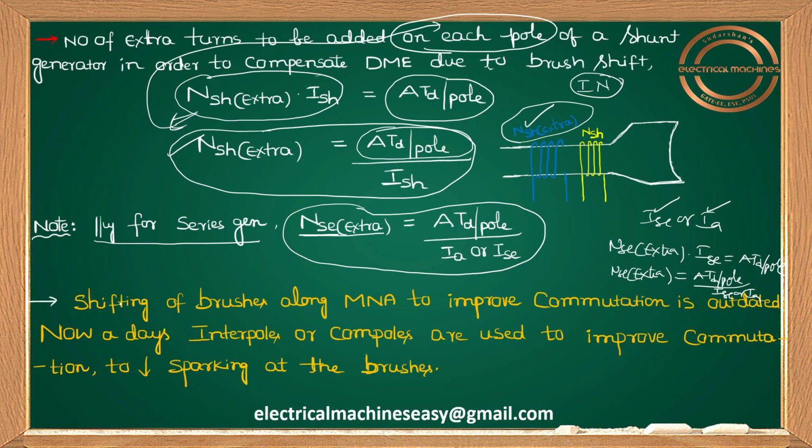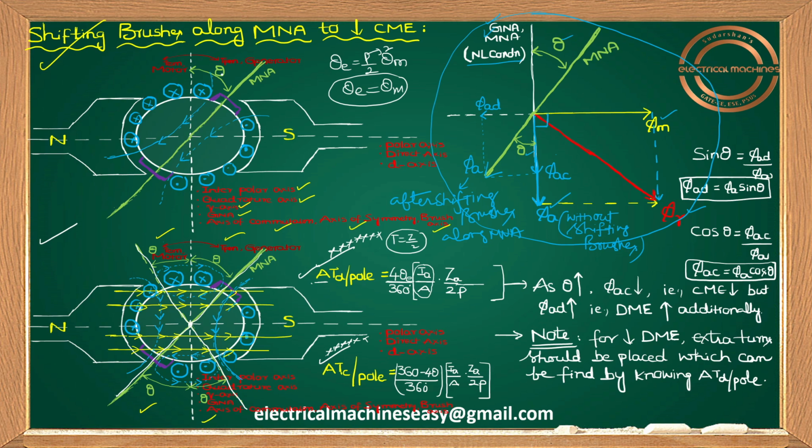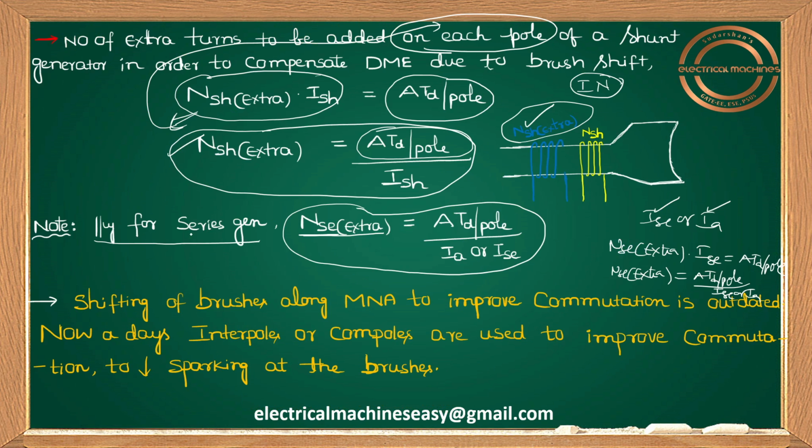Okay. Next. So what is the problem in this method? For every change in load, theta will change. So for every change in theta angle, you have to shift brushes along MNA, and that becomes complicated. So that's what I'm saying: this method is outdated. In olden days they were using shifting brushes along MNA to improve commutation, or to reduce CME, and that is outdated.